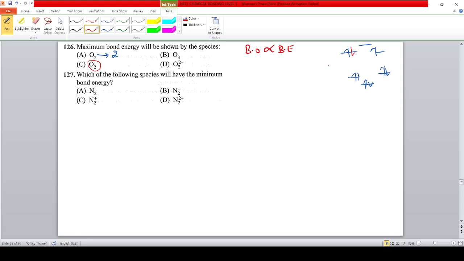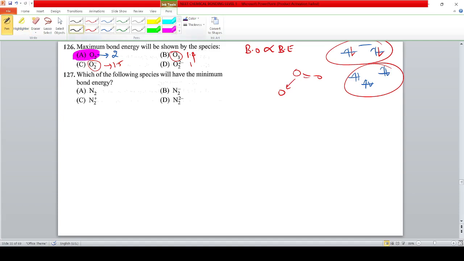It is now 6 minus 3, so it is 1.5. O2 2 minus is 6 minus 4, which is 1. Ozone's structure is like this, so it is in between 1 and 2, 1.4, something like that. So this fellow is having the maximum bond order, so the same fellow will be having the maximum bond energy.